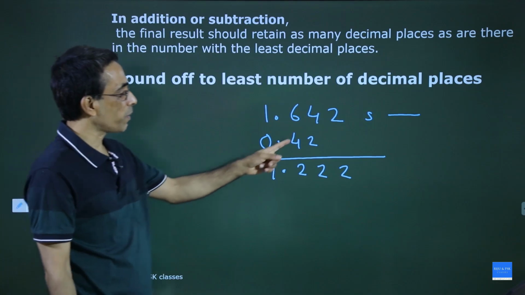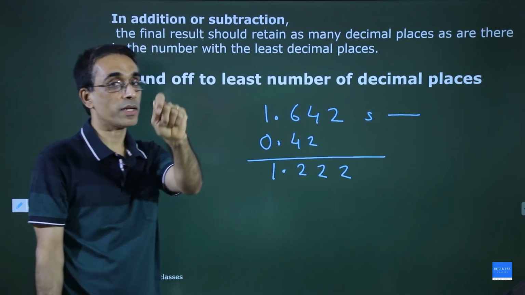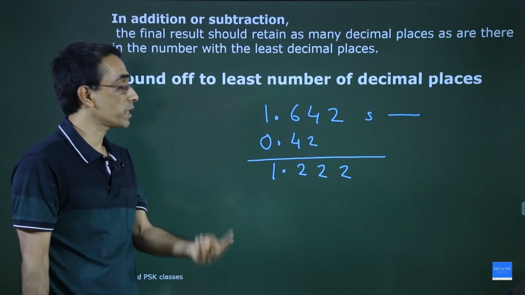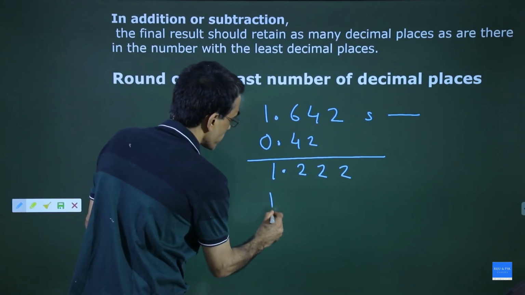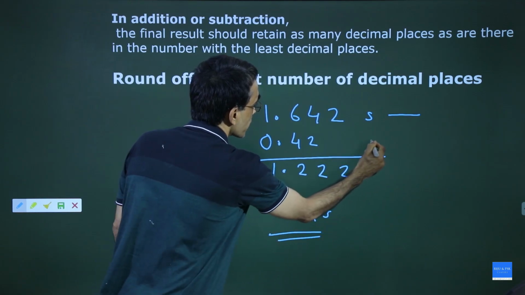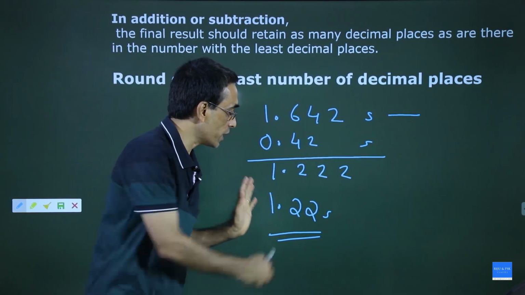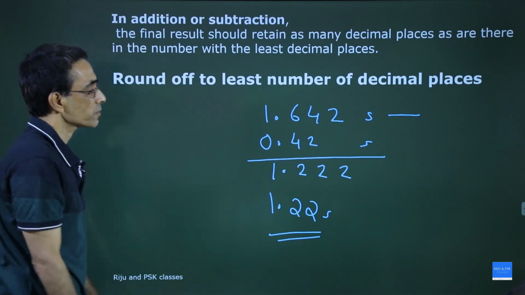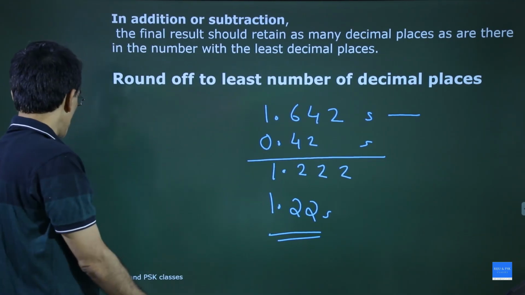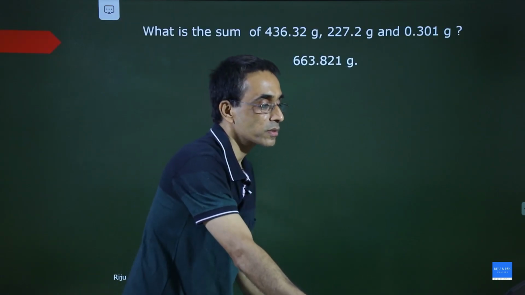Now, how many decimal places are here? There are 3. How many decimal places are here? There are 2. So your answer should be rounded off to how many decimal places? 2 decimal places. So your answer will become equal to 1.22 second. Both must be second. Why? Because this 2 can be removed without any change in the number. Fine. So from those 2 examples, we will move on to other questions.